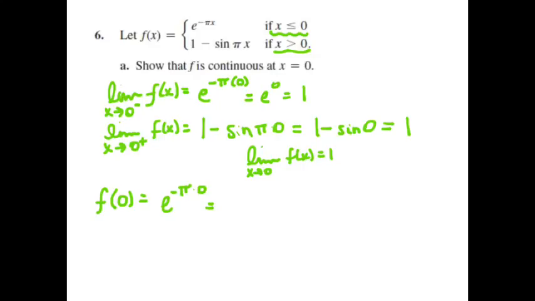So e to the negative pi times 0, again, would be e to the 0, which is equal to 1. And so the value of the function exists, the limit exists, and finally we just need to say that those two things are equal to each other. And so we've proven that this function is continuous at x equals 0.